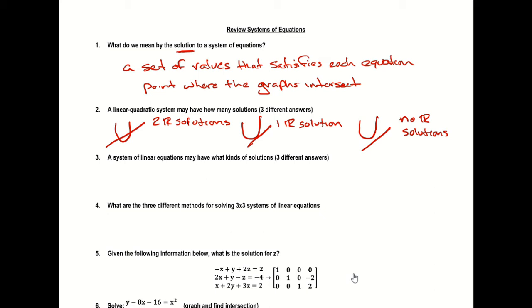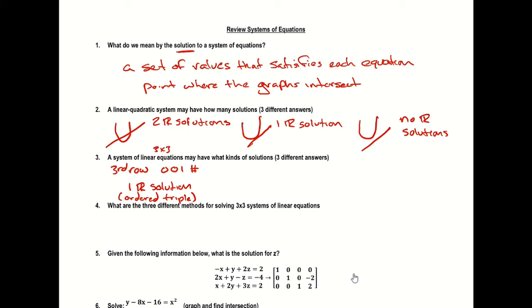All right, so a system of linear equations really should be 3 by 3. These are the ones we worked on all last week. Have what kinds of solutions? And we said when the bottom row, in the third row, is 0, 0, 1, and any number, then that's one real solution, our ordered triple. And we'll see those here in a second.